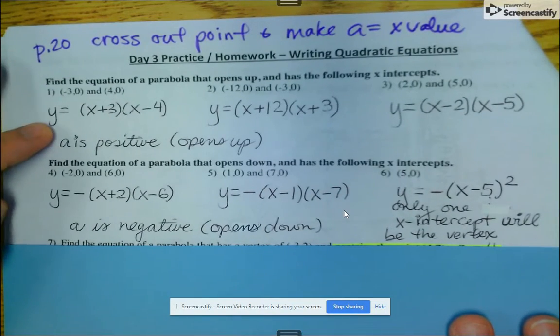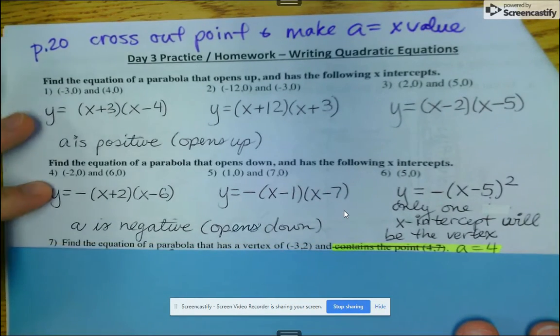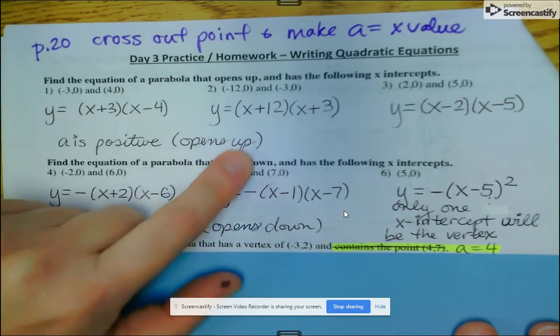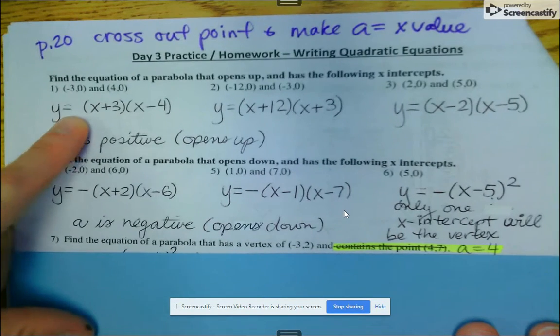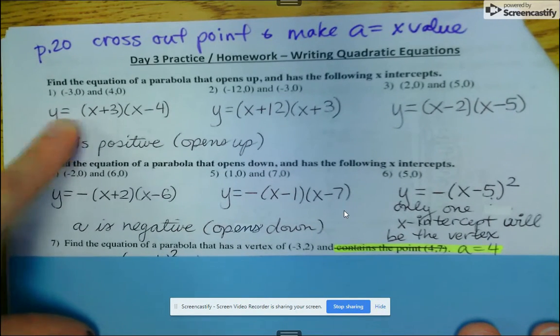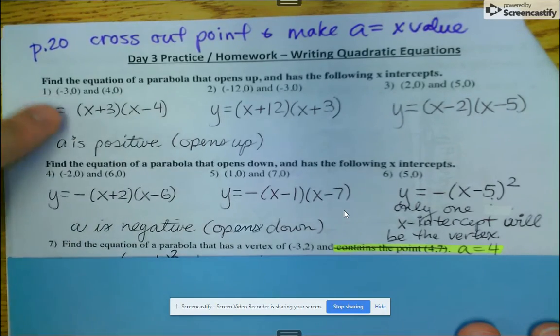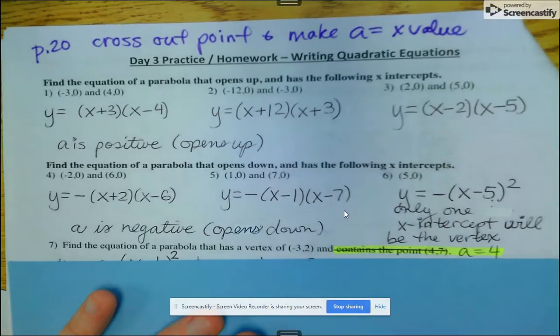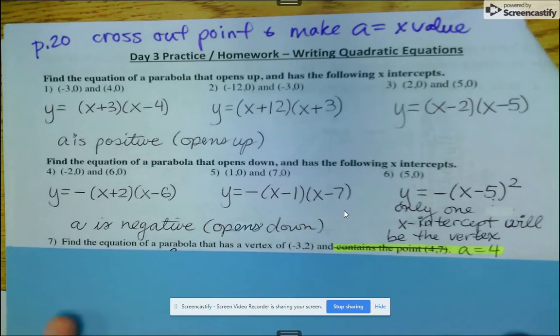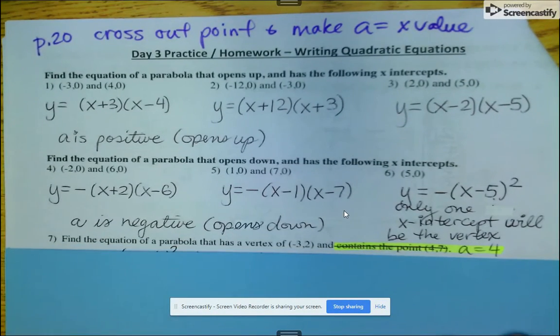You were supposed to, for 1 through 6, it just says parabola that opens up. So really that means A can be any value. If you decided to put a number here in front of that parentheses, that's fine. It just needs to be positive. So I could have put a 2 or a 3 or a 4 there. Same with any of these. I just left the invisible 1 instead because that does show that it is positive.